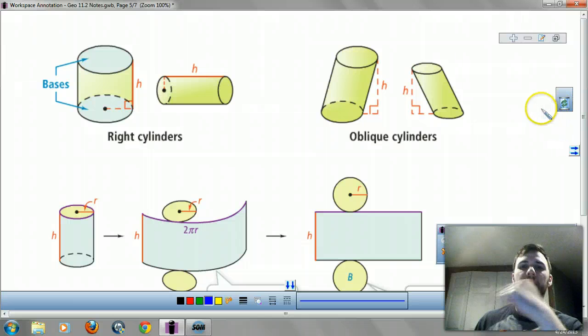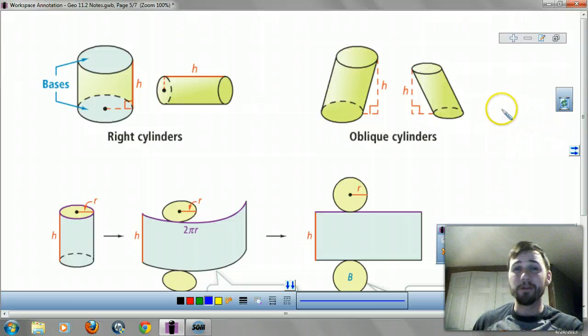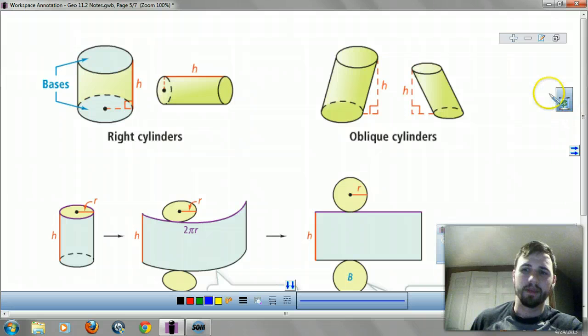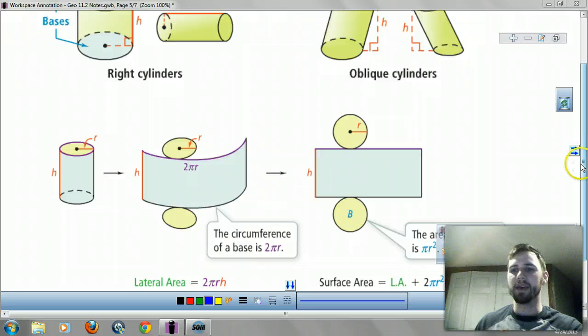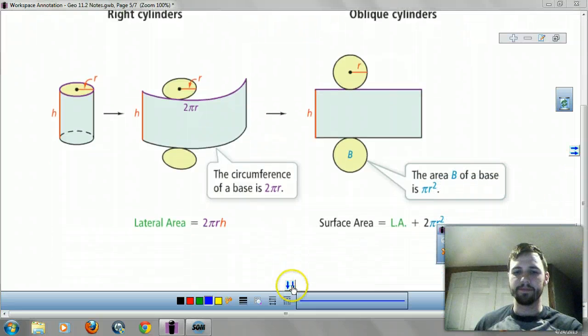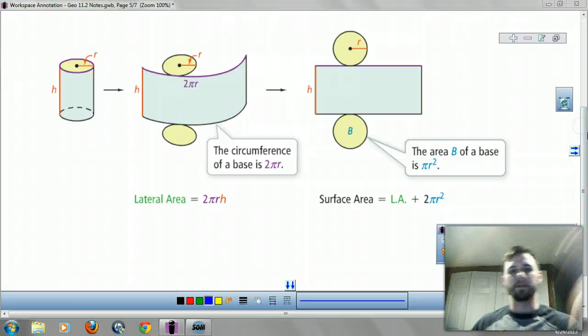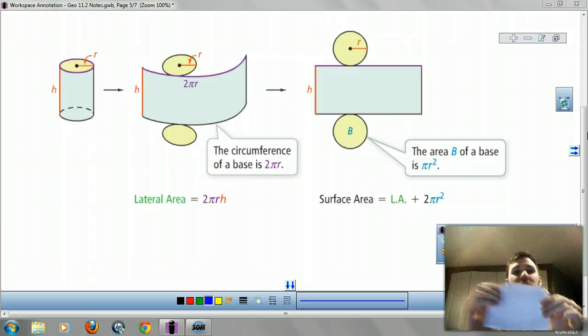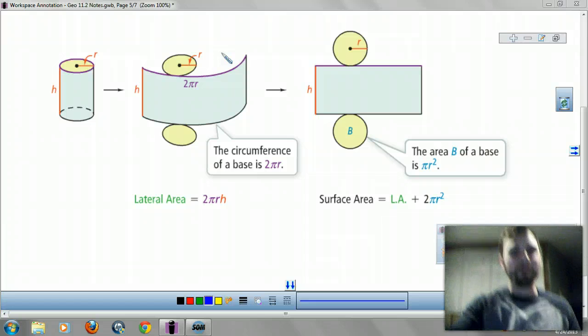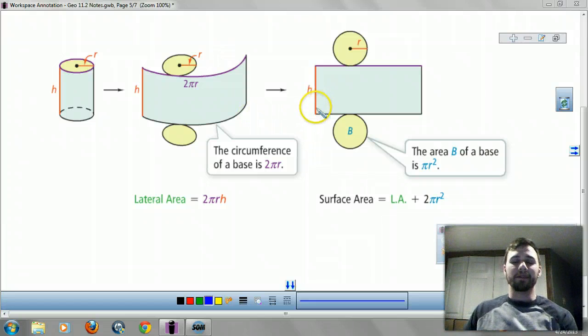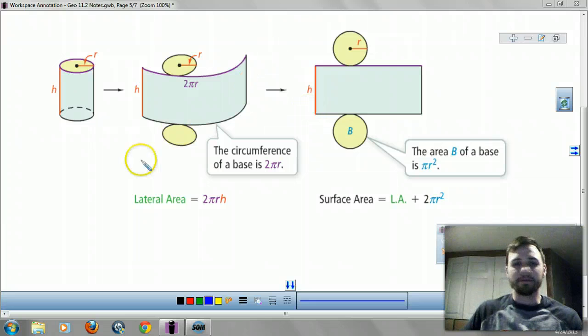Let's talk about cylinders. Cylinders are pretty much a prism where your base is a circle, like a soup can. When you take the label off a soup can, it's a rectangle. So it's kind of our same formulas. It's still our perimeter, but our perimeter is going to be called circumference now because it's a circle.